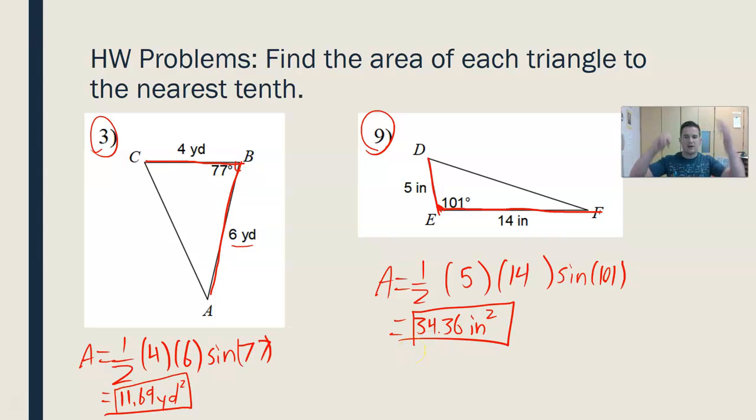In case you were wondering, some of you are like, weren't we supposed to put the 14 first and the 5 second because this would be the base of the triangle? It doesn't matter, because multiplication in math is commutative, meaning that 5 times 14 times the sine of 101 is the same as the sine of 101 times 14 times 5, or 14 times 5 times the sine of 101. It doesn't matter which order you multiply those in, you're all going to get the same result. Okay, so that's that first area formula that we're going to discuss.